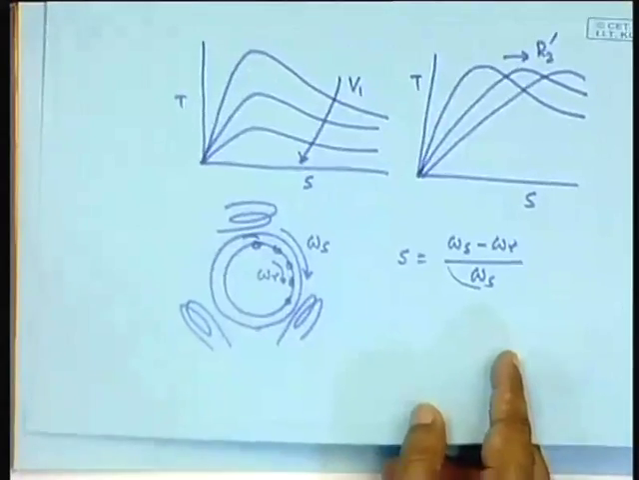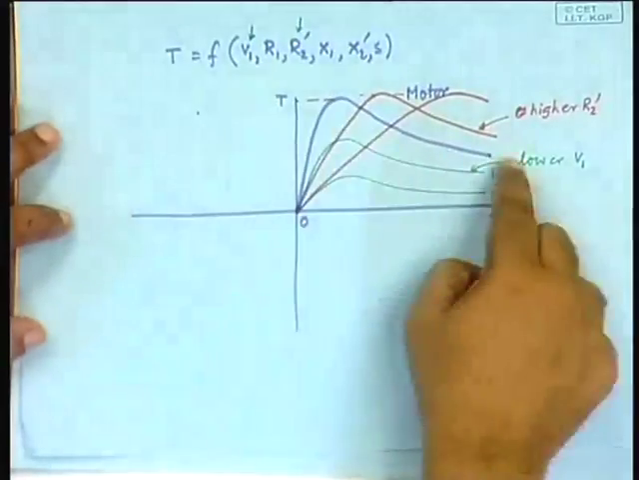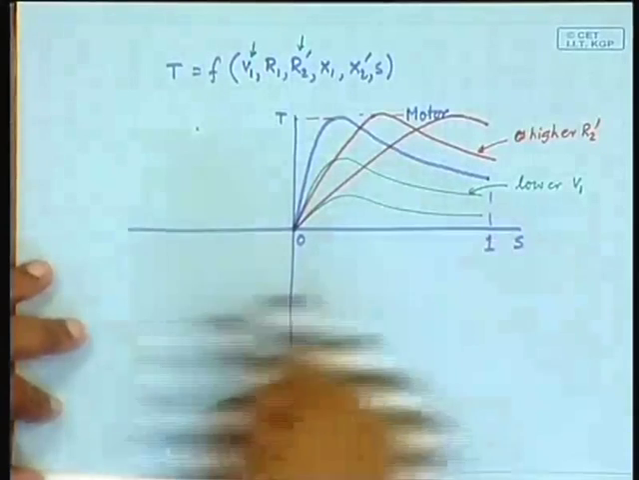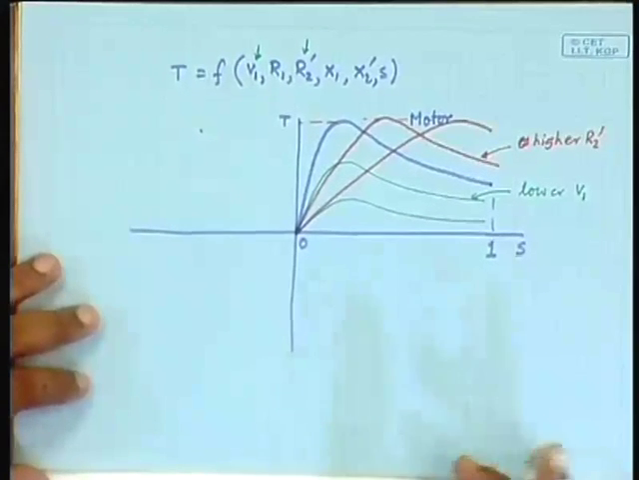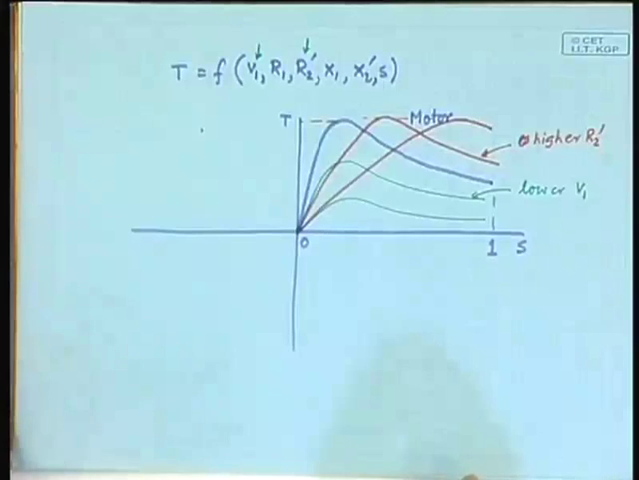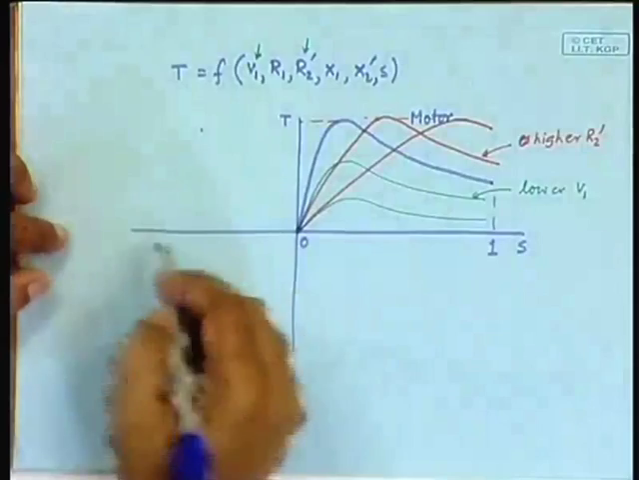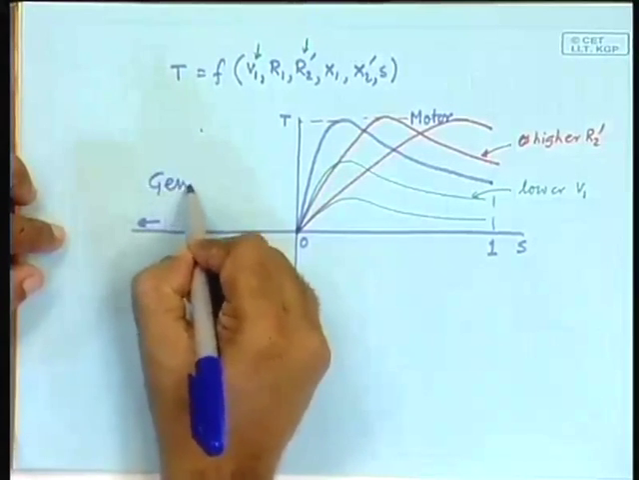And I drew it somewhere like this, I drew it here. It was like that, but then here the slip was positive. If the slip is negative, it should be on this side, negative slip. So this side will represent the generator mode.